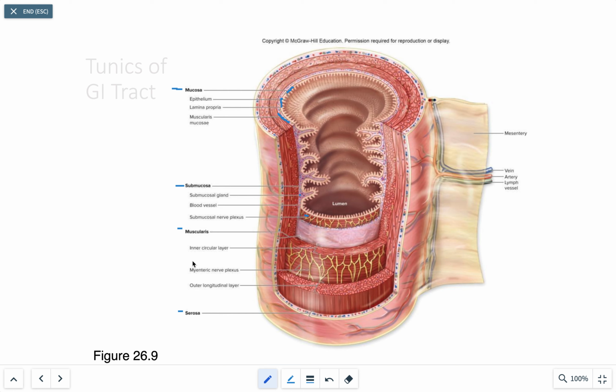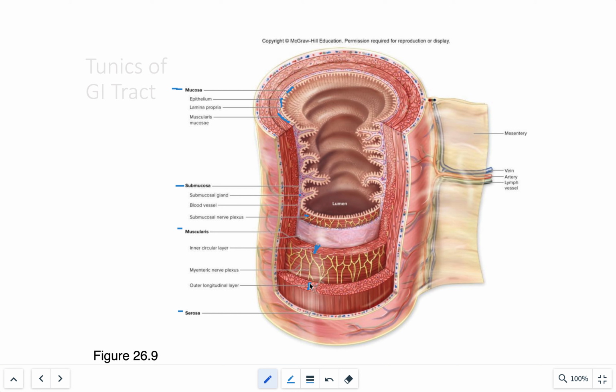And then working down, we're going from deep to superficial. We're going to have the muscularis. It's basically 2 layers of smooth muscle, and the first one is going to be the thickest. So we have here the inner layer, and the job of the inner circular layer is going to be to constrict the lumen and form the sphincters. So it's actually what is going to change the overall diameter of the lumen. And then the outer longitudinal layer is going to shorten the tube.